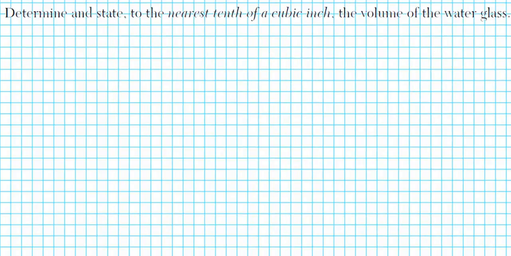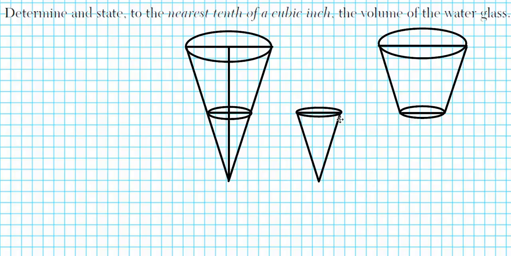All right, let's look at the last question. It says determine to the nearest tenth of a cubic inch the volume of the water glass. So we're going to be doing some algebra with volumes here in order to determine what the volume of the water glass is. Okay, so this is what I was talking about.